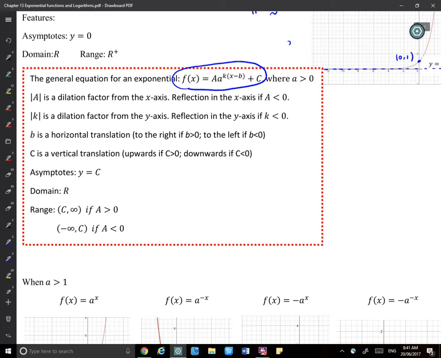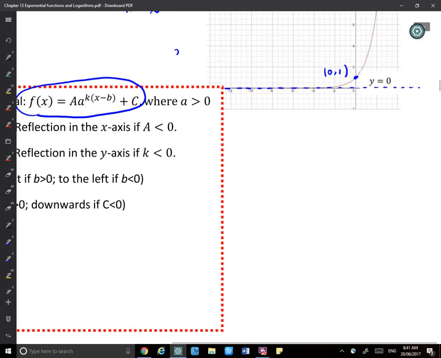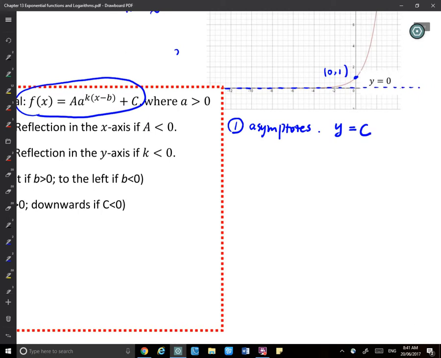So just write down some steps. Step number 1: sketch the asymptote. The asymptote is y equals the capital C. The last number you add at the back will be the asymptote.